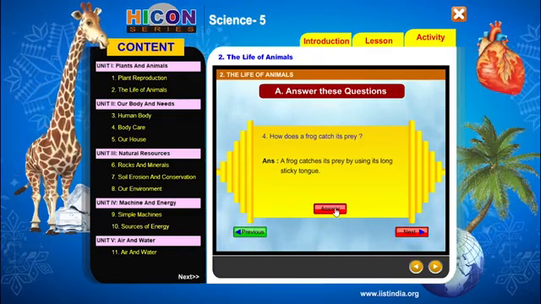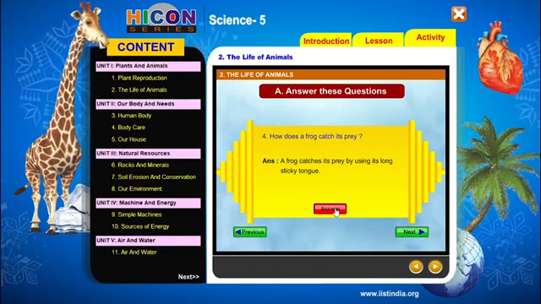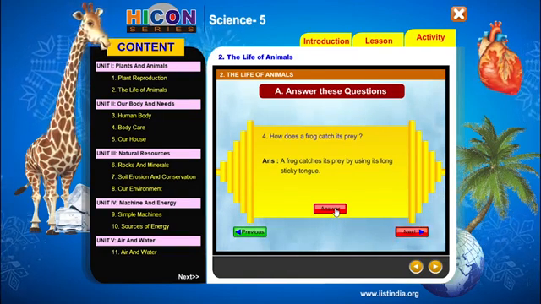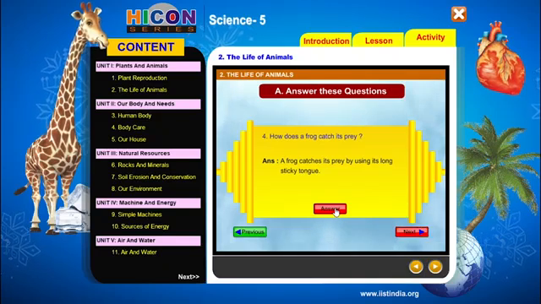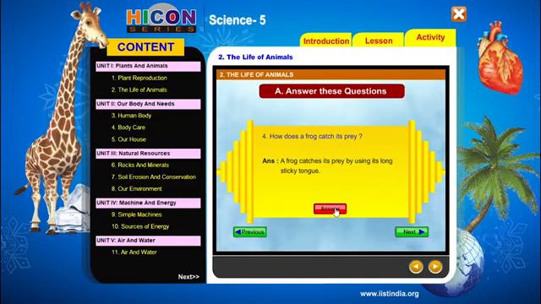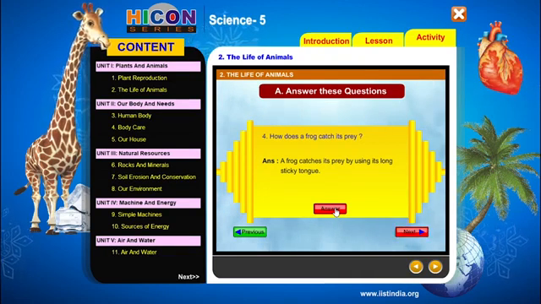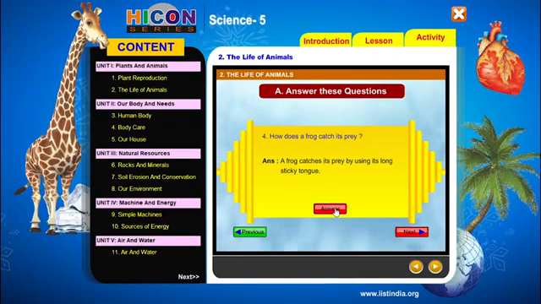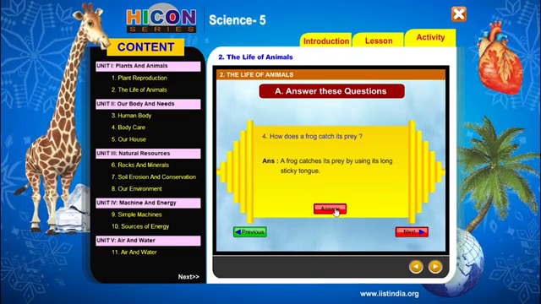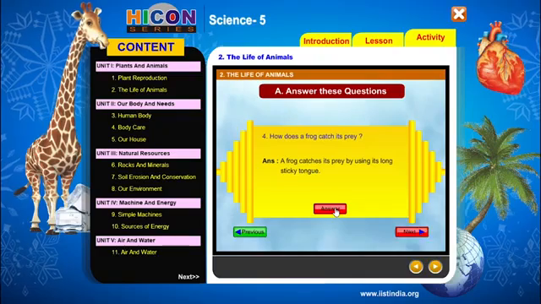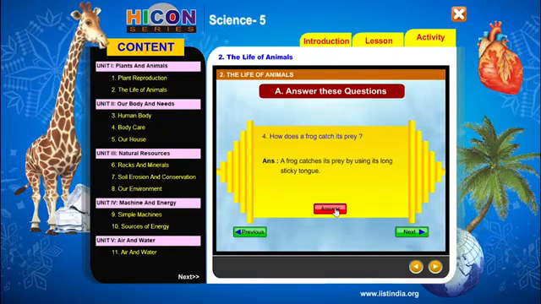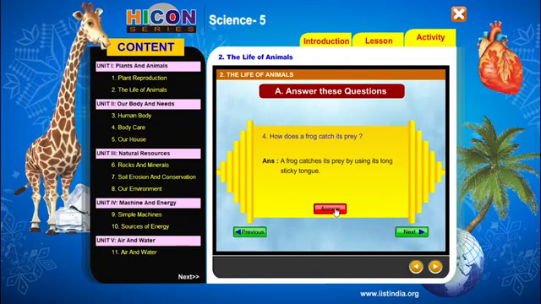So this is the mechanism, the process of how frogs catch their prey. Particularly the tongue of the frog is sticky in nature, that means the tongue has a gum-like structure. So when it wants to catch the prey, it quickly moves out its long tongue towards the prey, and the insect will stick to its tongue, and the frog quickly pulls its tongue into its mouth and swallows the insect. So this is how a frog catches its prey.